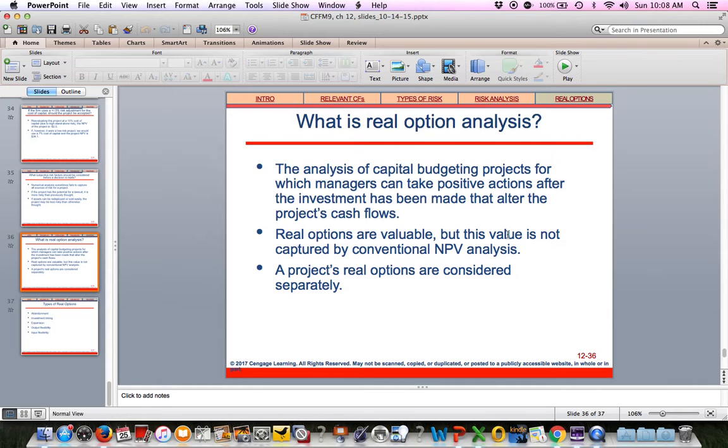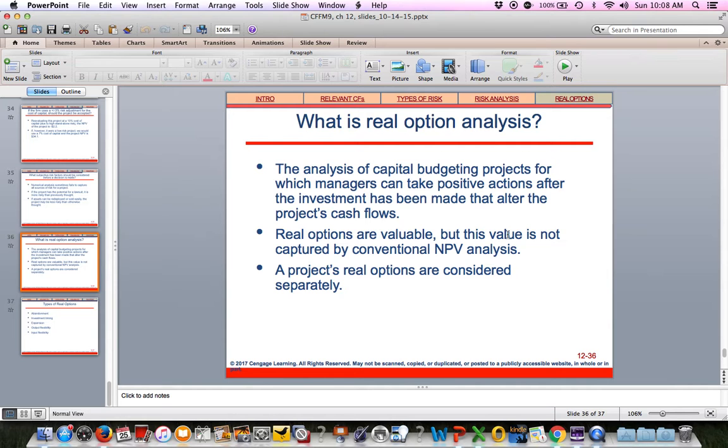Real option analysis, you could do a whole finance class based on real options. We're just touching on it here. It is the analysis of capital budgeting projects for which managers can take positive actions after the investment has been made that alter the project's cash flow.